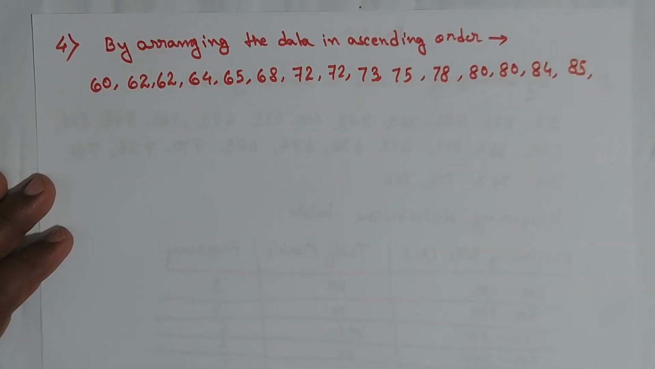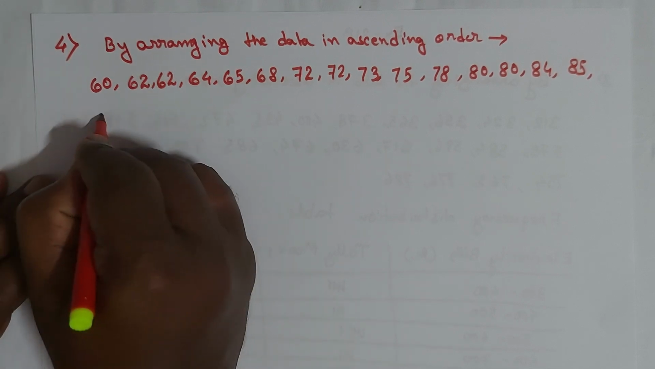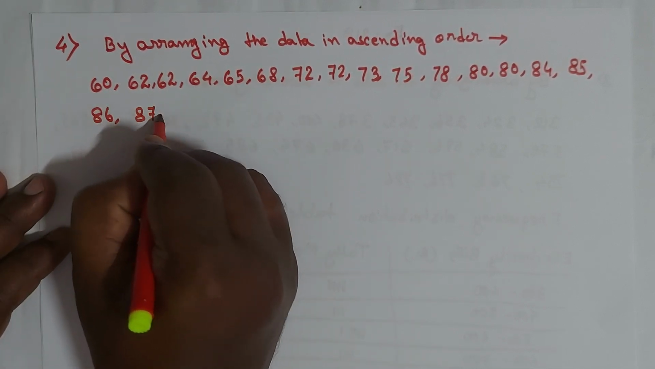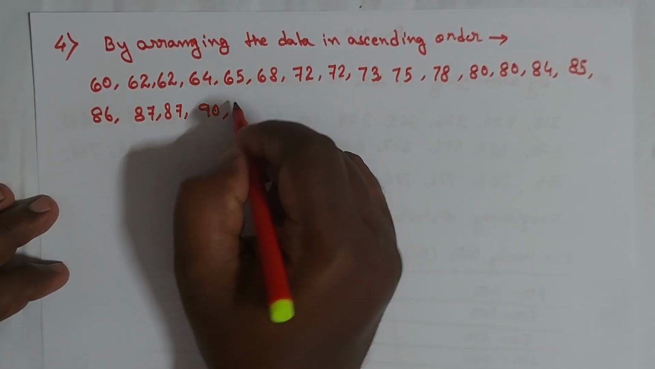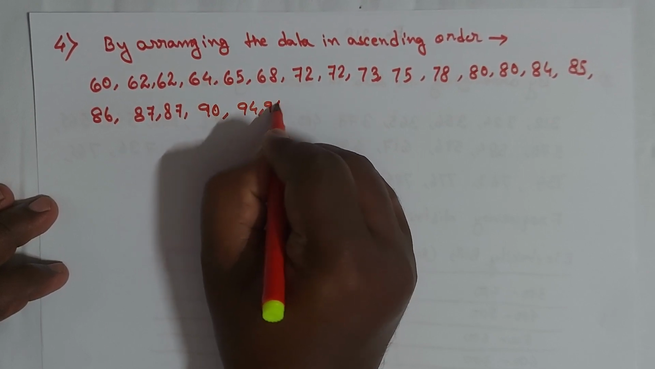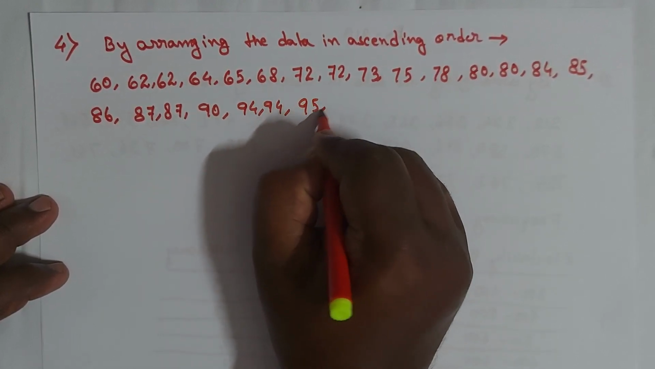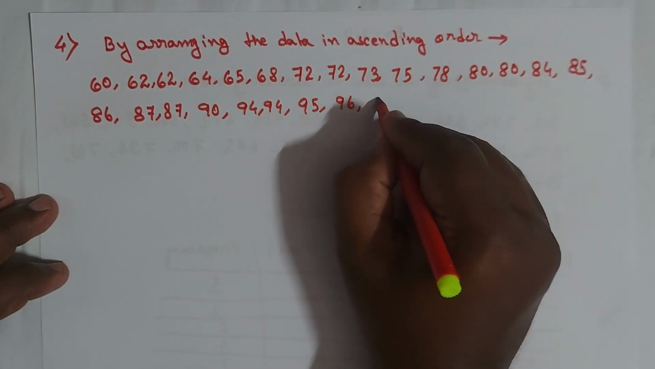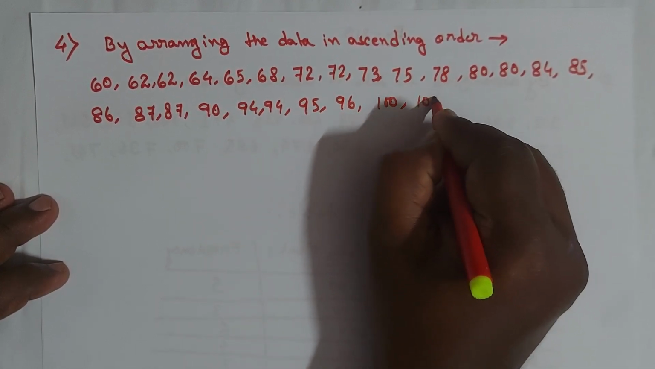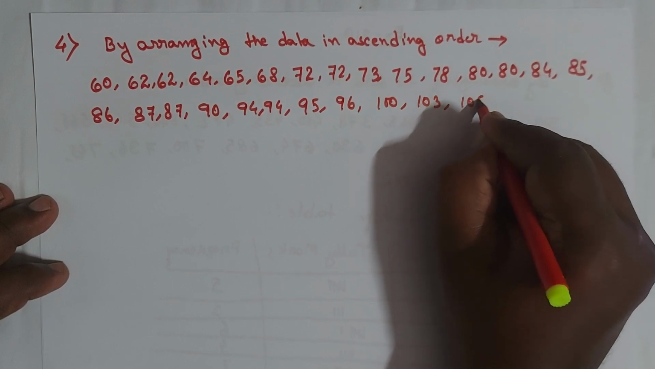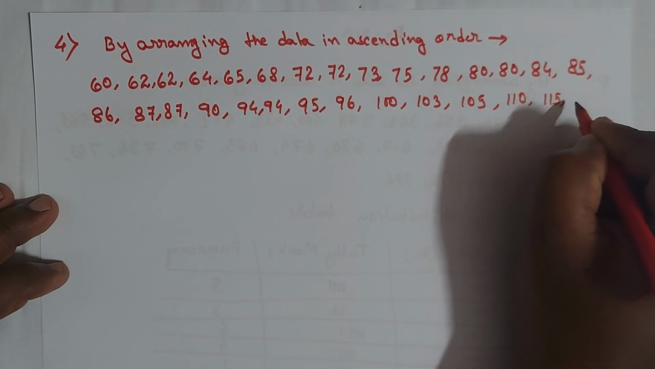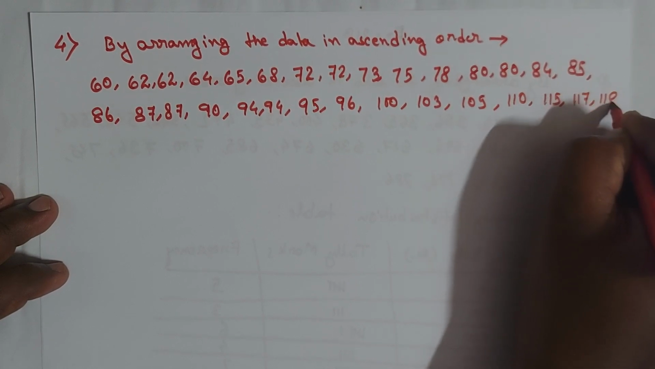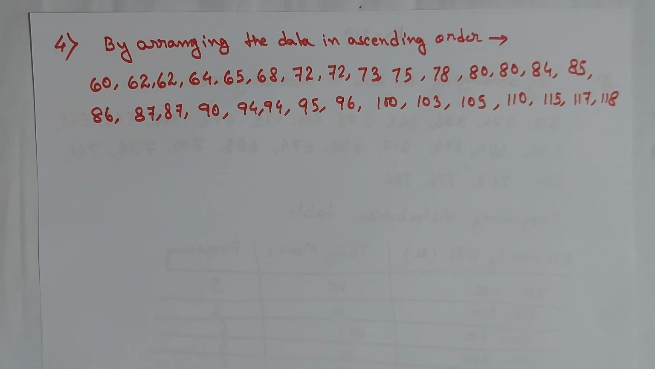85, 86, 87 is 2 times here, then 90, then 94 is 2 times, 95, 96, 100, 103, 105, 110, 115, 117, 118. Okay, now we will prepare the frequency distribution table.